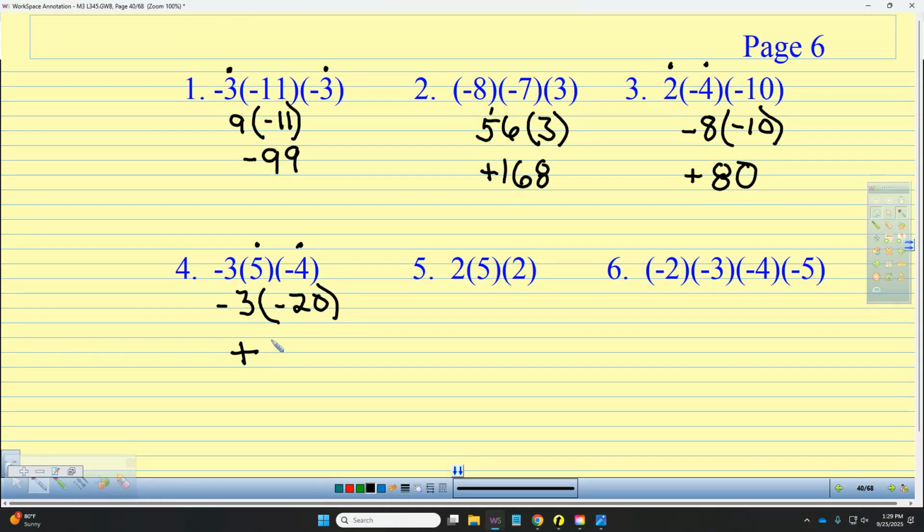Then I have negative times a negative, so that's going to be a positive. 3 times 20 is 60. Had I done the negative 3 times 5, that would be negative 15. Negative 15 times a negative 4 is also 60.